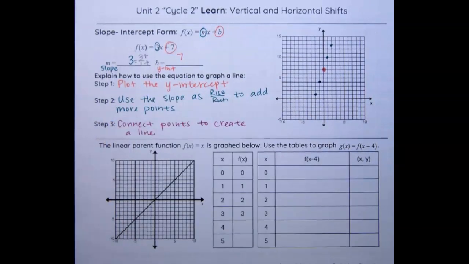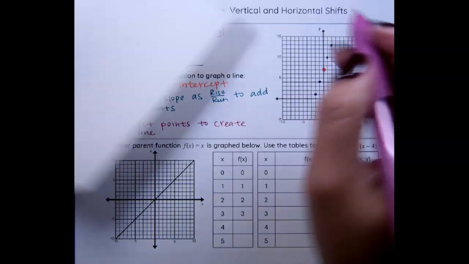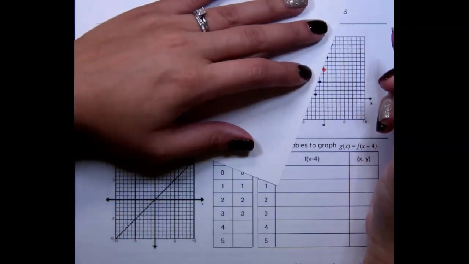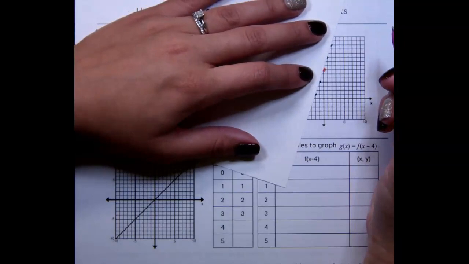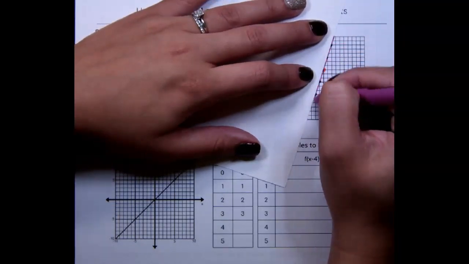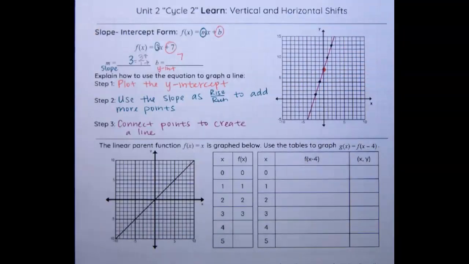If I do not connect these points, then this is a discrete graph. It is not a line. It is points that are in a line, but it is not a line. So if you have your ID, you can use that. You really just need a straight edge to connect your points. Now, that was just a quick review because we're going to be graphing later.